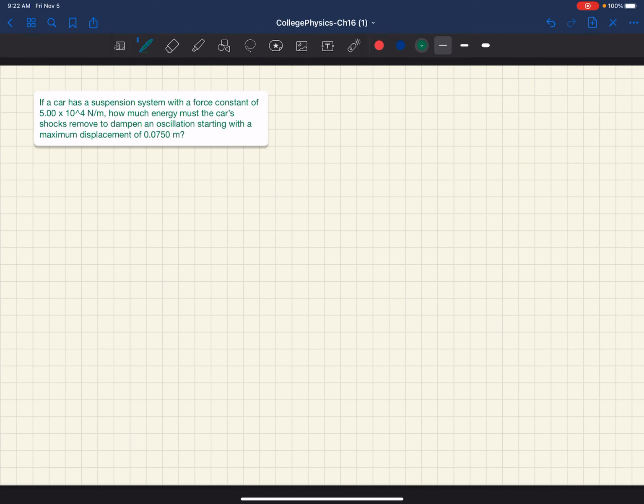Okay, let's work a quick problem. If a car has a suspension system with a force constant of 5 times 10 to the fourth newtons per meter, how much energy must the car's shocks remove to dampen an oscillation? Okay, so it says how much energy must the car's shocks remove. So if we are removing the energy, it means it's got to be stored somewhere. So we're going to be calculating the potential energy, and that is equal to 1/2 kx squared.